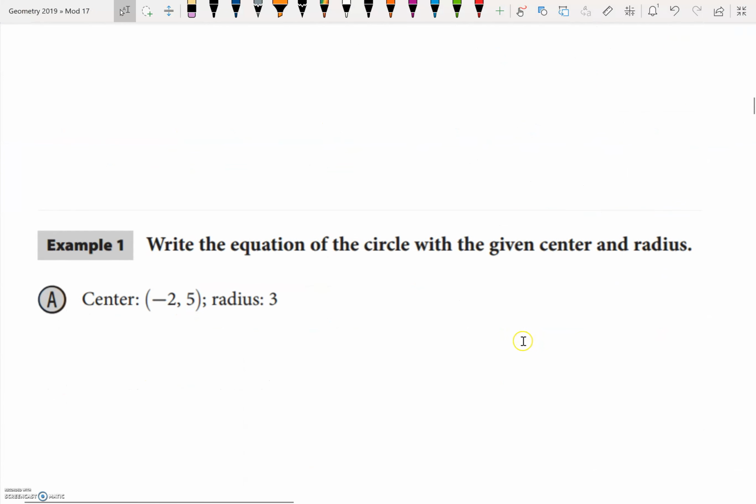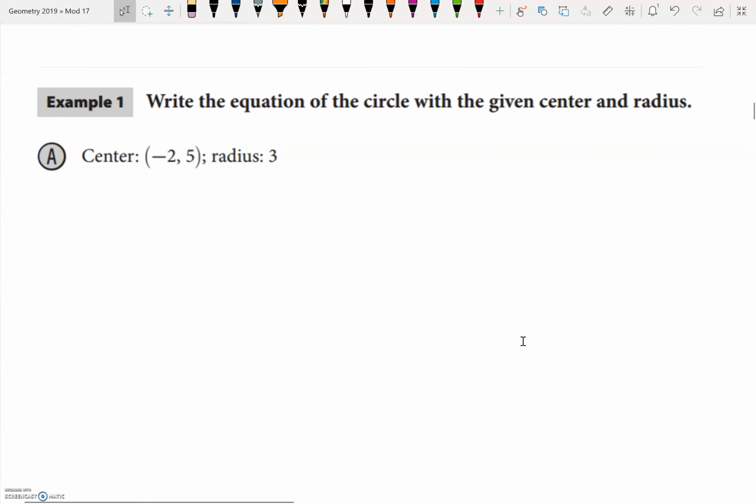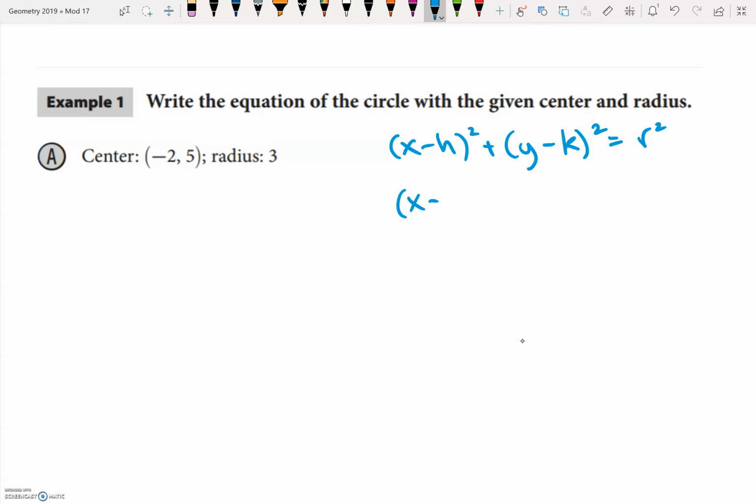So let's go ahead and go through an example problem. It says, write the equation of the circle with the given center and radius. So we're starting with our equation (x minus h) squared plus (y minus k) squared equals r squared. It says our center is negative 2 and positive 5. So we're going to say x minus a negative 2 and y minus 5 equals 3 squared.